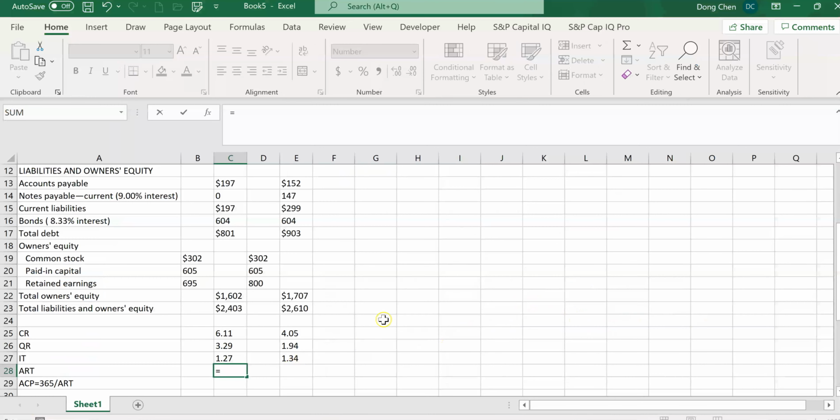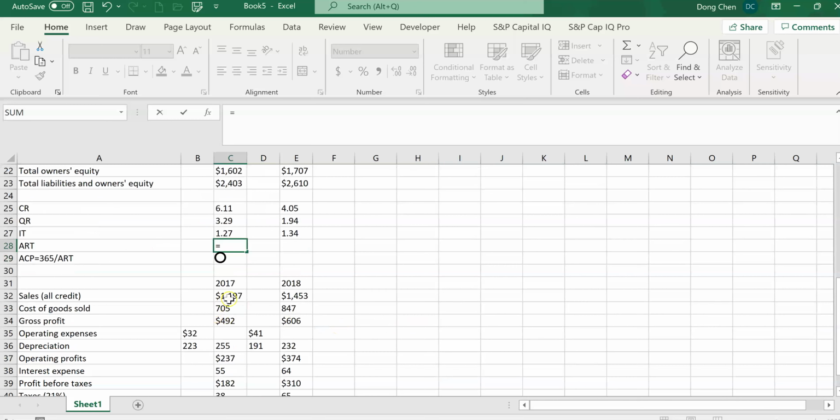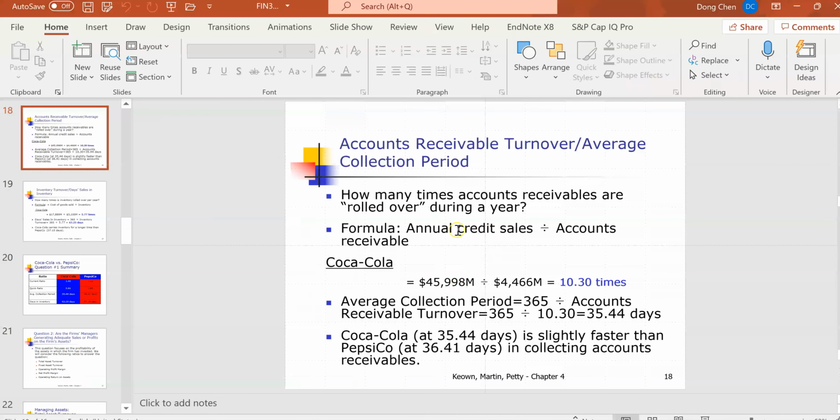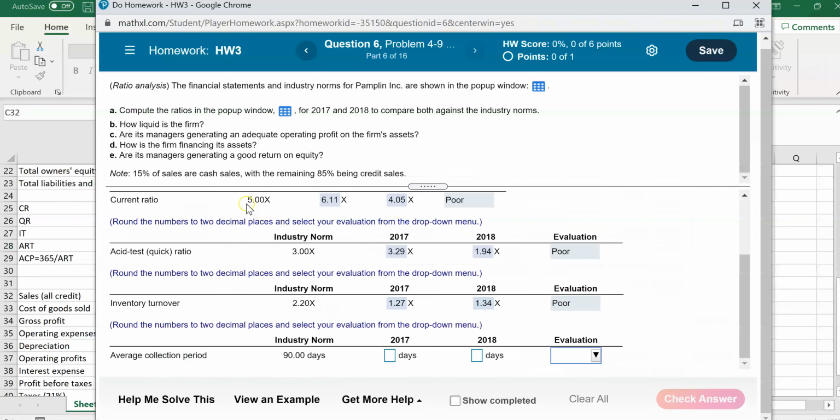So we know that sales we can find easily from the income statement. So just put the sales down. But then not all the sales here are credit sales. But what we need here is the credit sales. So then we'll have to use another assumption, which is provided by the setup. 15% of sales are cash sales, with the remaining 85% being credit sales.